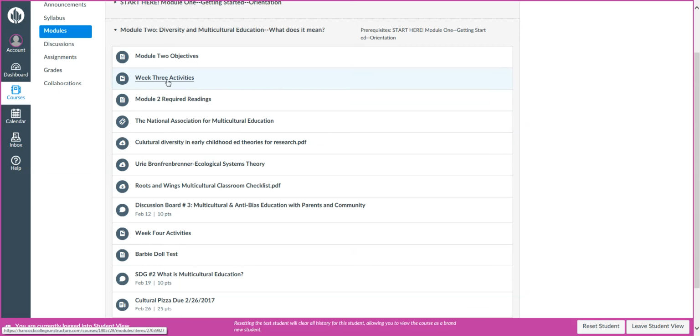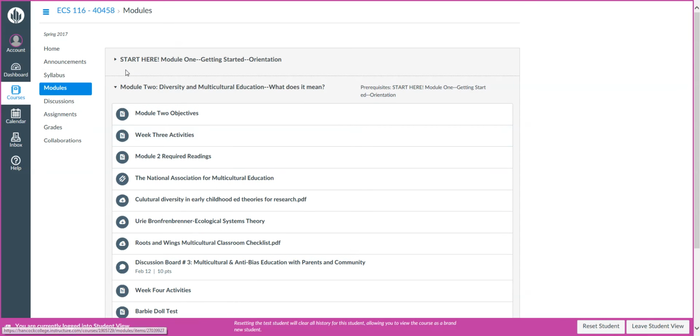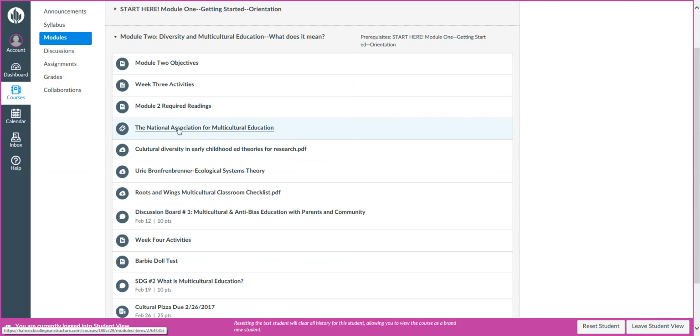The other things you'll see in the module is I always have a list of the activities, which also goes out in an announcement. So you can also review those here. I have your required readings, and it's really important you do the readings before you participate in the activities, such as discussion boards, because I am asking for you to respond at a high level in terms of understanding your content. I have a website for you to look at. Also, we have some PDFs or research papers for you to check out on cultural diversity.